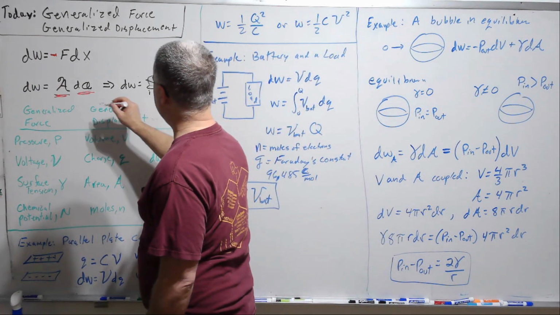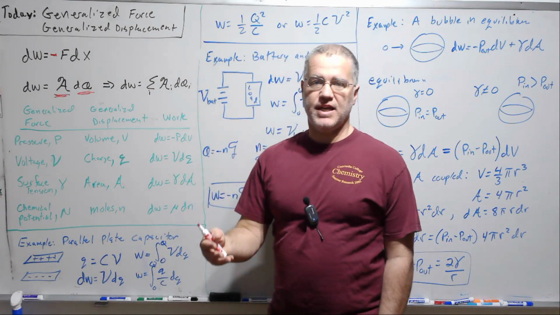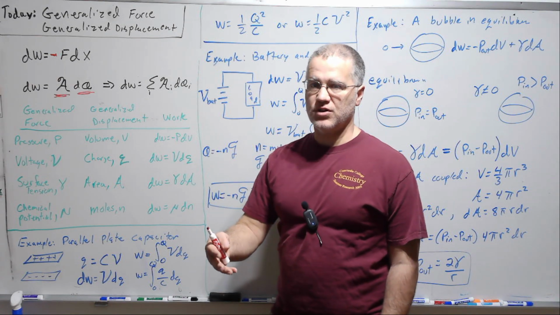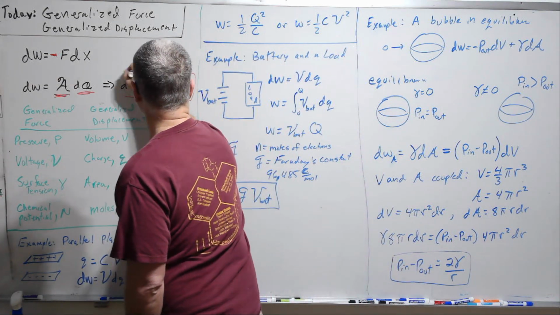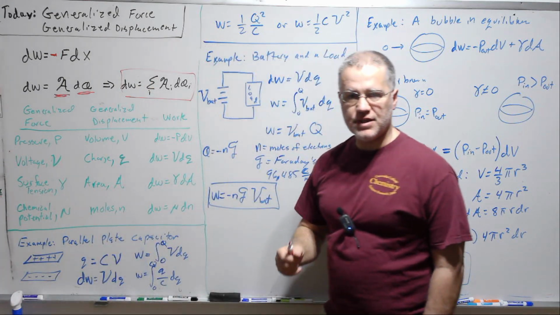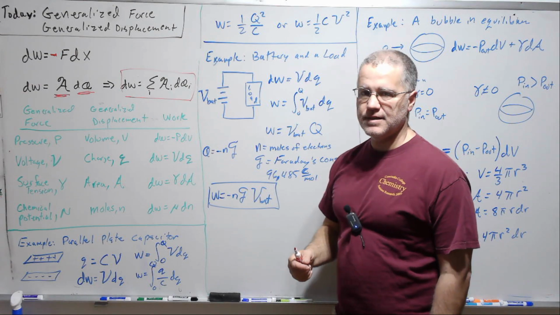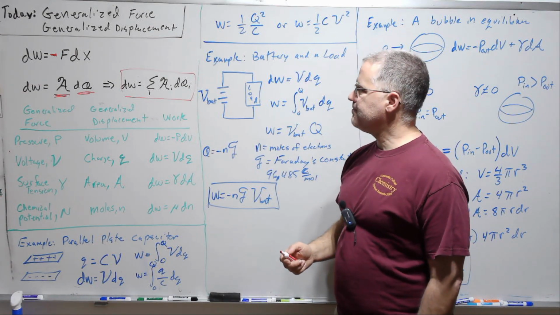Now, if we have a whole bunch of different sources, so in a more complicated device, you might have electrical work and some mechanical work or pressure-volume work, then the work is just the sum of all the different components. So we might have a pressure-volume work, we might have an electrical work, and so on. We just add up those components.